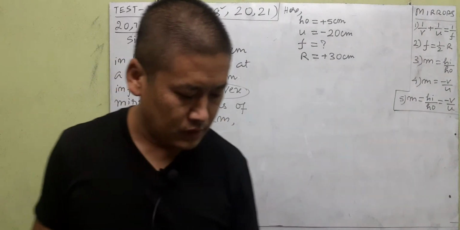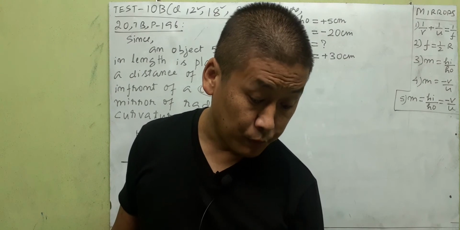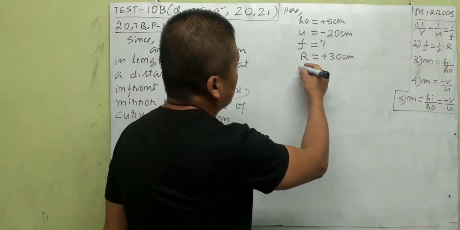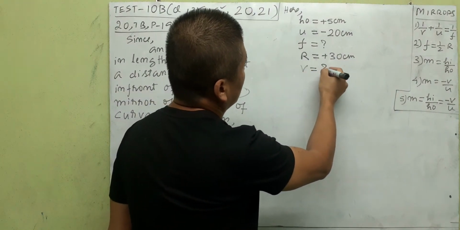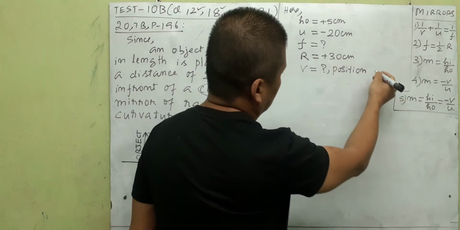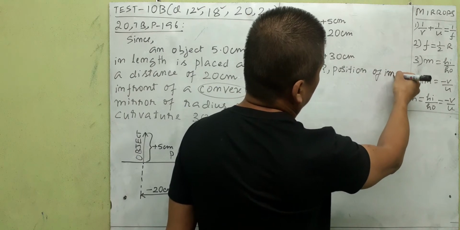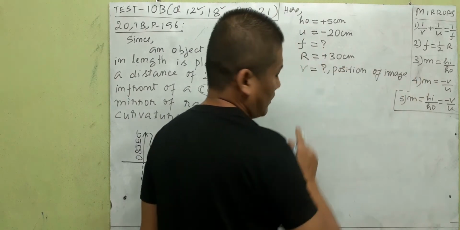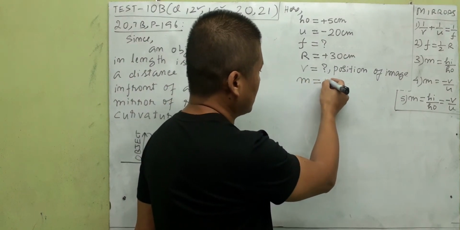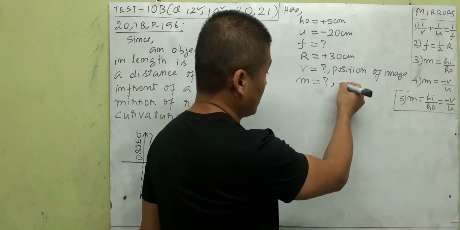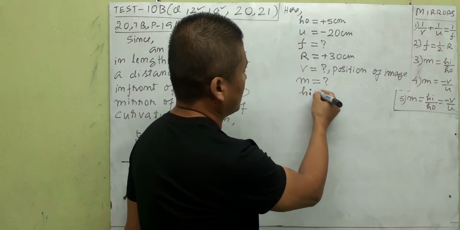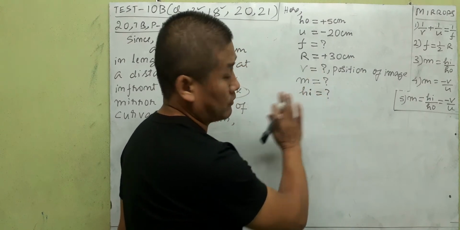So let us go back to the question and see what the question is asking. Find the position of the image, nature and size. So position of image means how far the image is from the mirror. So that is V, question mark, position of image. Then go back to the question, nature and size. And we know the best way to know the nature is the M value, magnification. Then size also. So that means HI, the height of the image. So these 3 we have to find out, right?